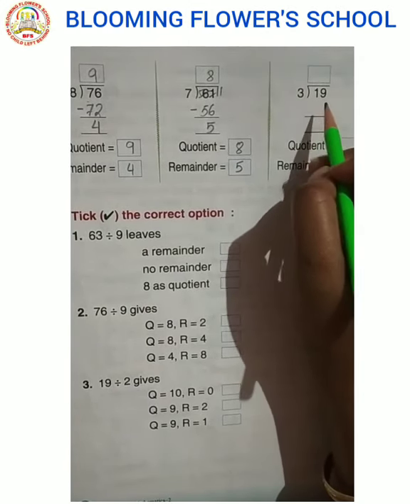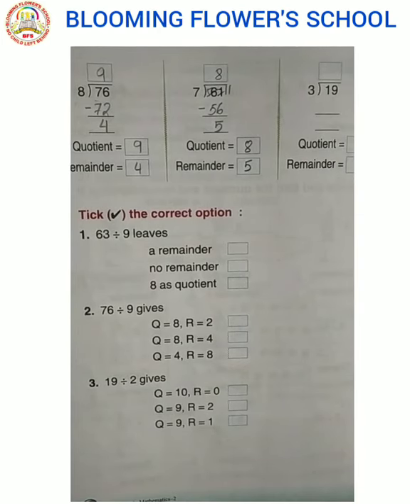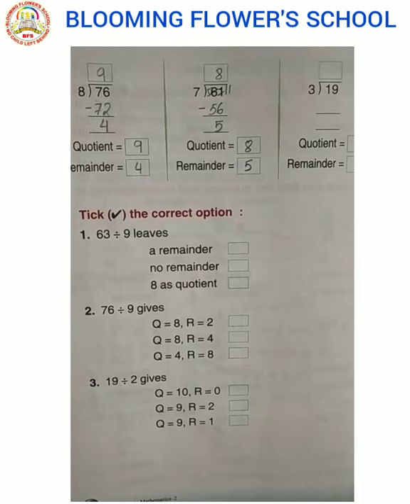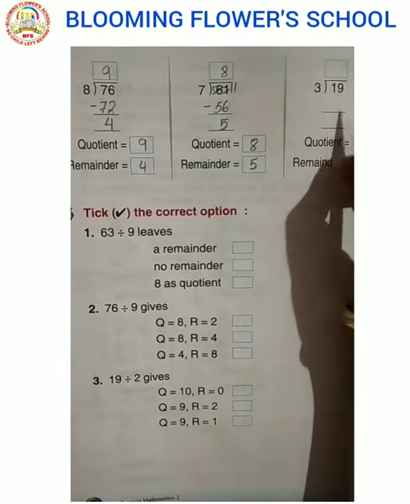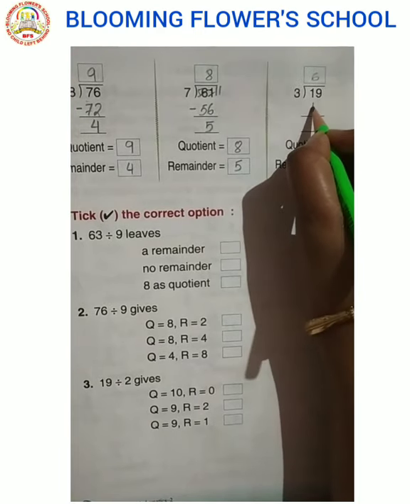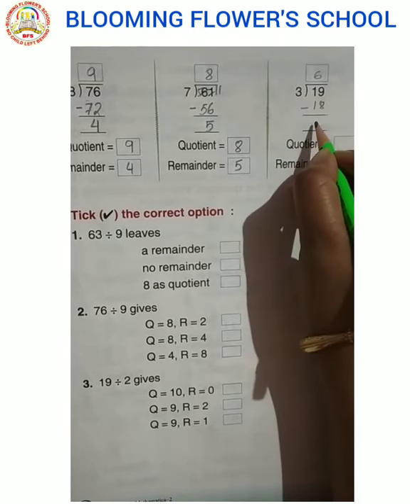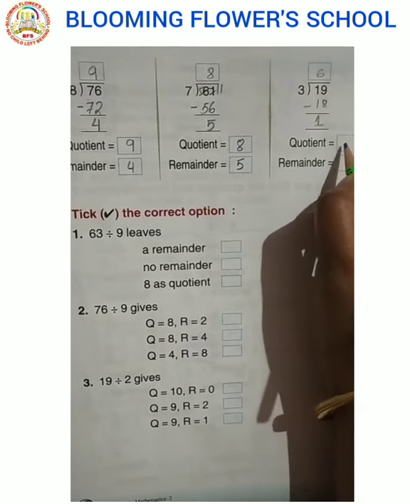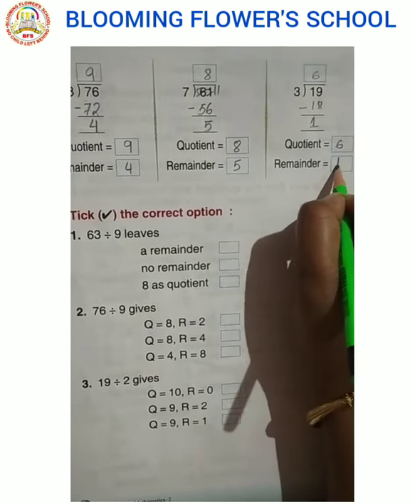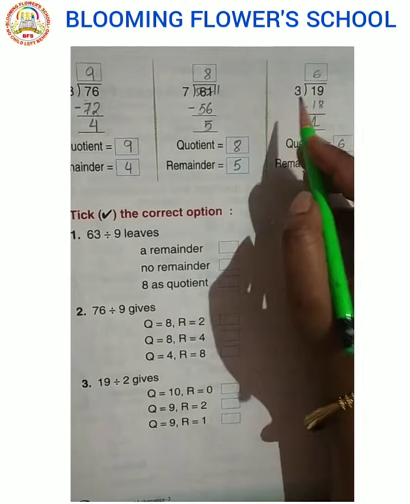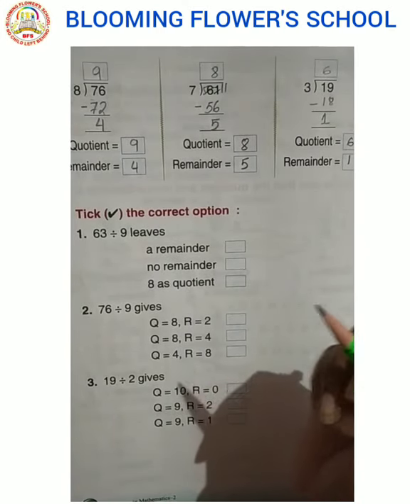This is very easy. We need to divide 19 by 3. So go for the 3 tables. 3 ones are 3, 3 twos are 6, 3 threes are 9, 3 fours are 12, 3 fives are 15, 3 sixes are 18, 3 sevens are 21. So 21 is more than 19. We need to go with 3 sixes are 18. From 19, 18 is subtracted. The answer is 1. Quotient is 6, remainder is 1. 19 is the dividend, 3 is the divisor. Okay children.